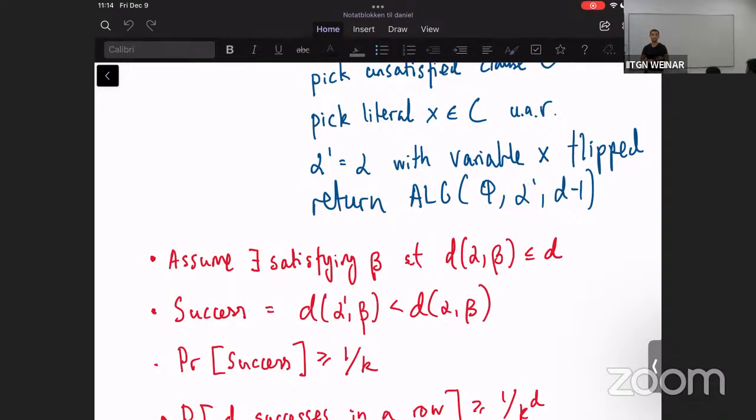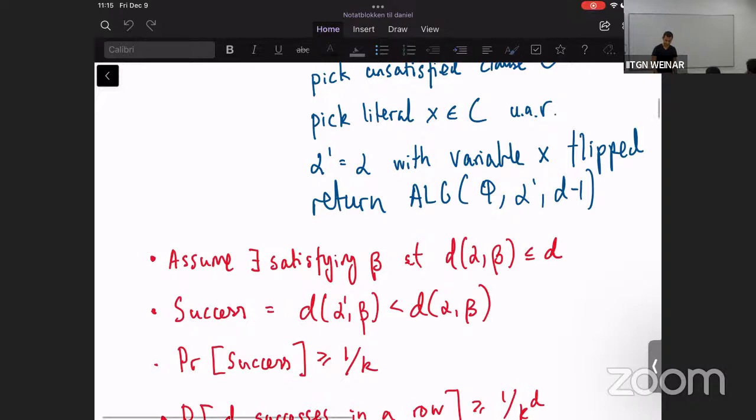In particular, you know that for at least one of the literals in the clause C, alpha must satisfy the clause, so alpha must currently differ from beta, so beta is the unknown assignment. So beta must satisfy the clause, and alpha doesn't. So they currently differ in at least one of the positions. So when you pick a position uniformly at random, then with probability at least 1 over k, they go from differing to not differing at that position.